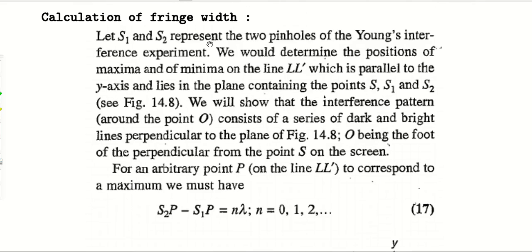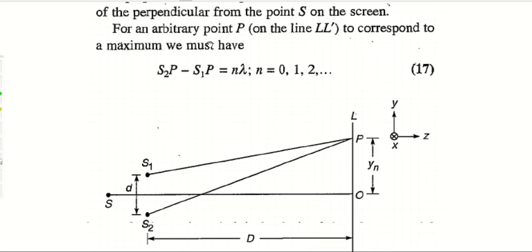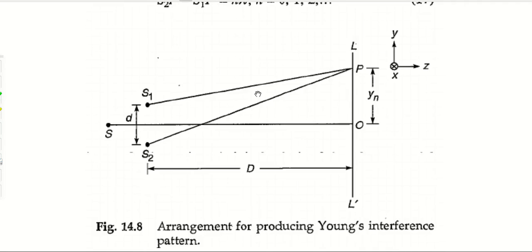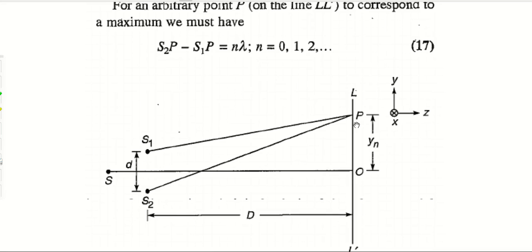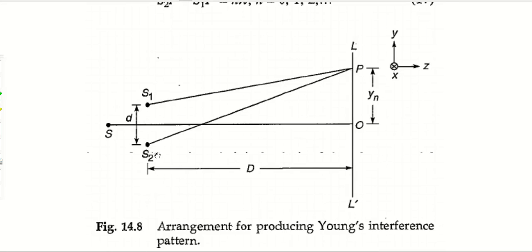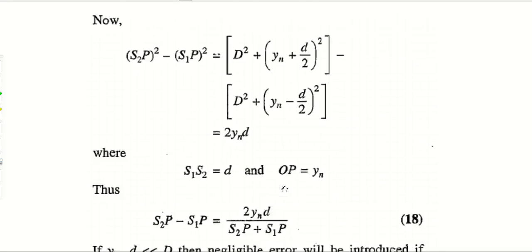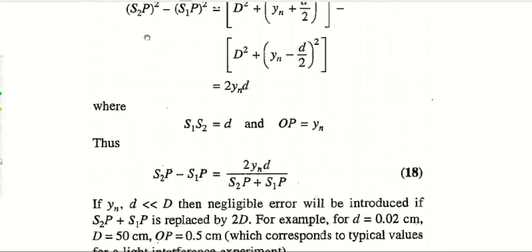So, the calculation of fringe width. Fringe width means the distance between two consecutive bright or consecutive dark fringes. In doing so, let us start from the fact that maxima will happen when the path difference is n lambda. So S2P minus S1P is n lambda in this case, and P is the point of investigation, which is at a distance yn from the central bright fringe on the screen, and D is the distance between the slits and the screen, and the distance between the slits is small d. So let us go into this calculation. S2P square minus S1P square will give you 2 yn d. It is very simple to calculate, and S2P minus S1P will be 2 yn d by (S2P plus S1P).